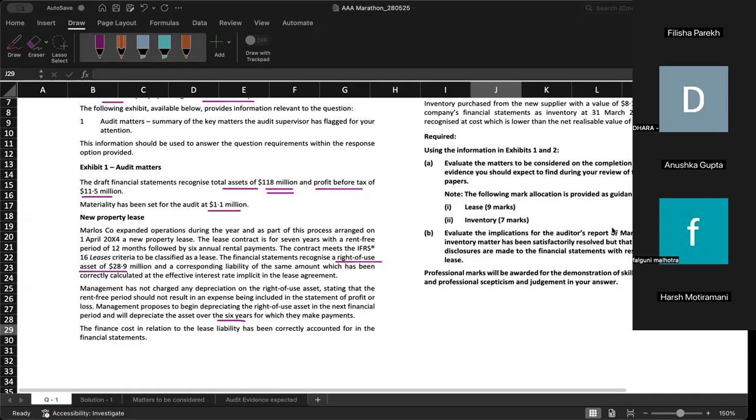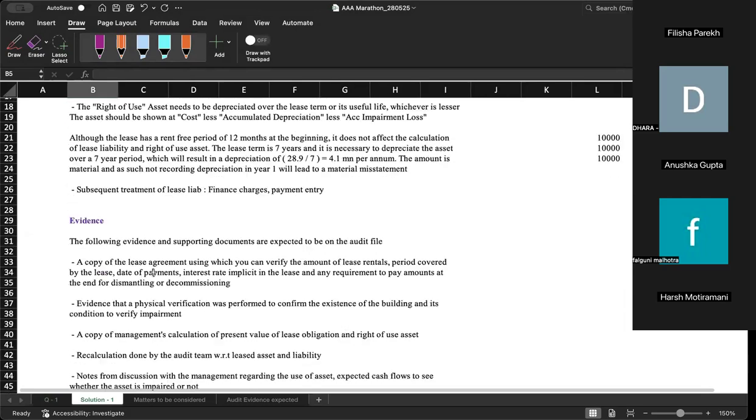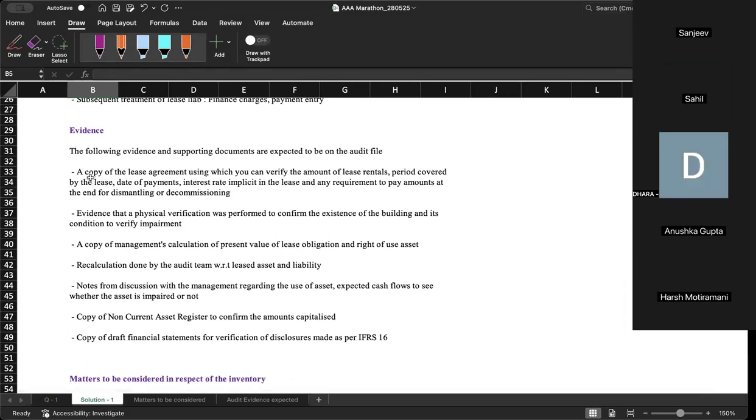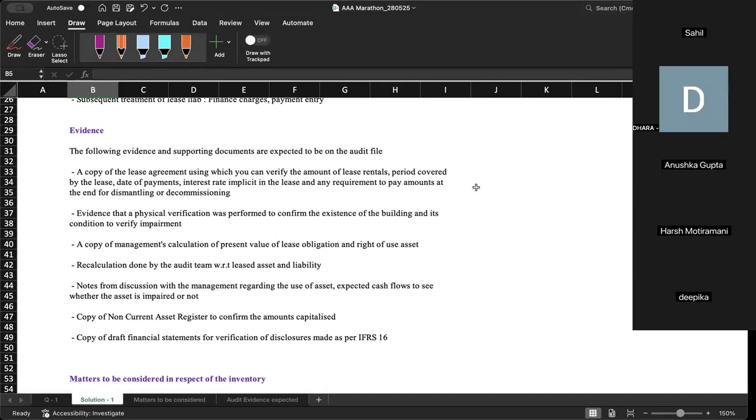So you should start with notes of discussion with the management regarding the use of asset and cash flows. वो लिखो. But your answer cannot be written as we should obtain this or go and obtain this, because the question is saying आपको audit file में क्या क्या evidence मिलना ideally मिलना चाहिए. So आपने जो item बोला, just mention that as a list. Don't say go and obtain this item. ठीक है.